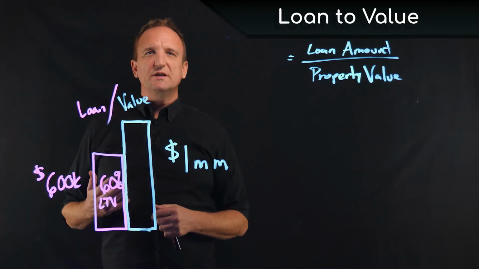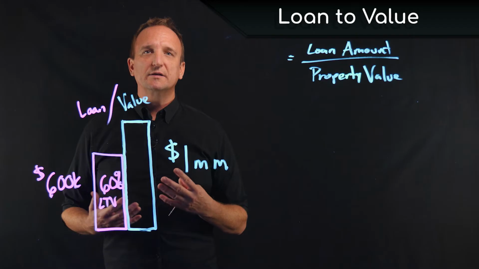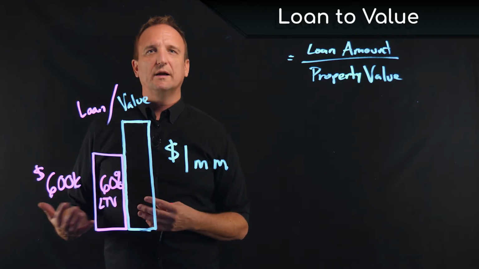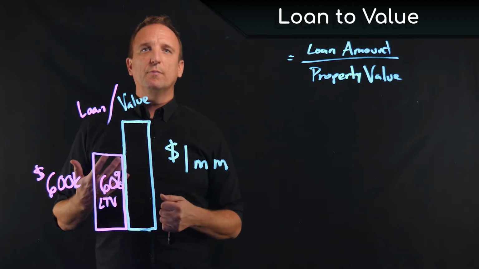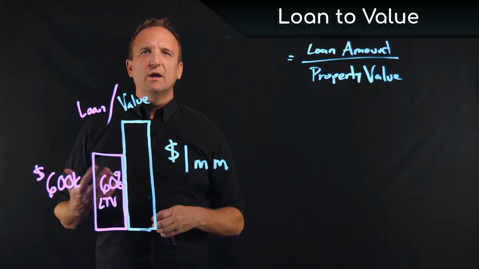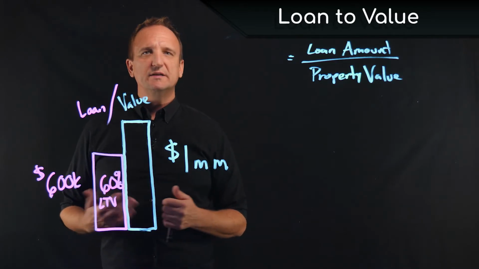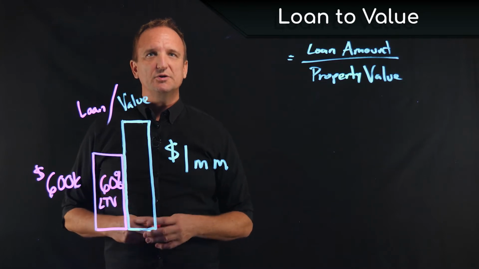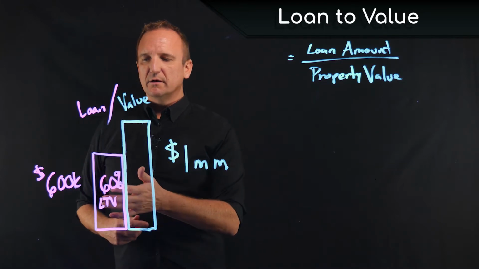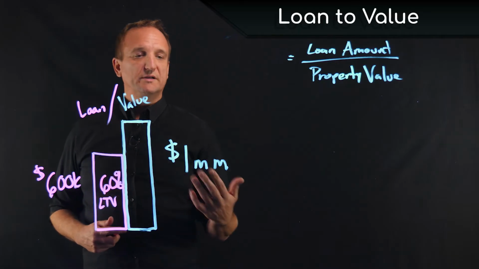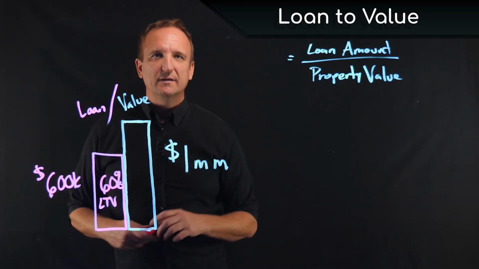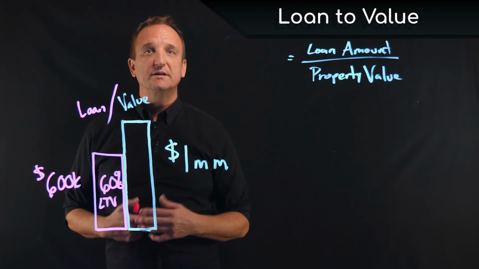Most lenders use LTV as a limit as to how much they will lend against a property when either buying or refinancing. So in investment real estate, typically we see maximum LTVs in the 70 to 80% range, which means that the total amount of the loan relative to the value cannot exceed 70, 75, 80%, depending on what that lender's particular limit is.